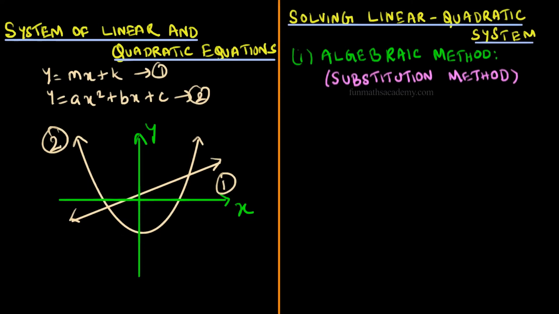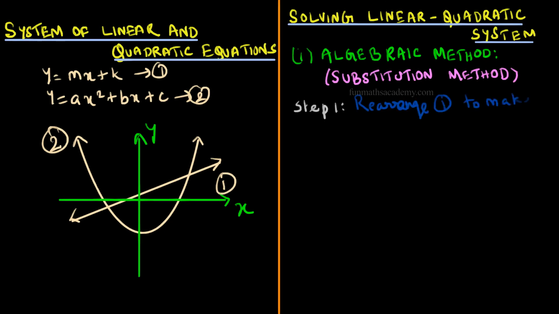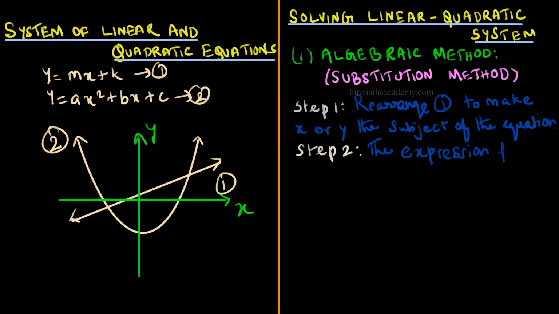In a simultaneous equation, we will have two equations. One, a linear equation of the form y equals mx plus k, and the other a quadratic equation of the form y equals ax squared plus bx plus c. First, let us rearrange the linear equation to write it in the form x equals or y equals. Then we shall substitute this value in the quadratic equation.